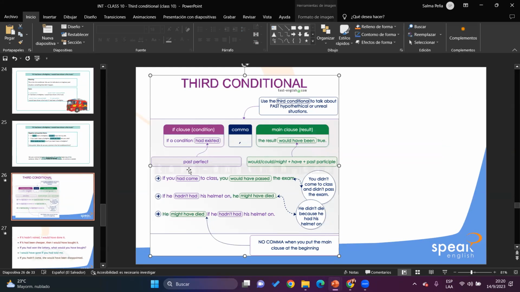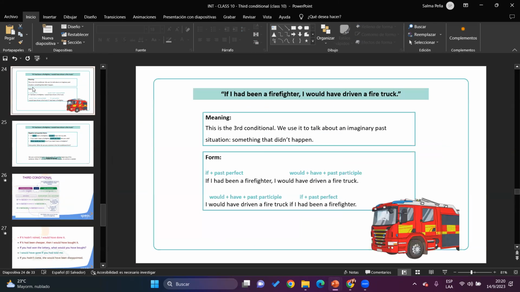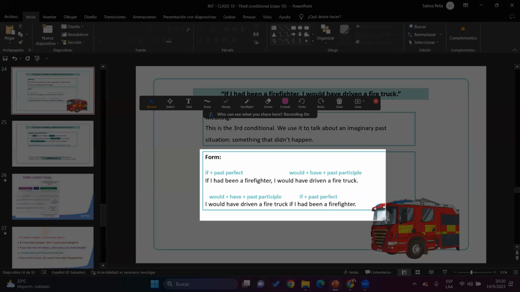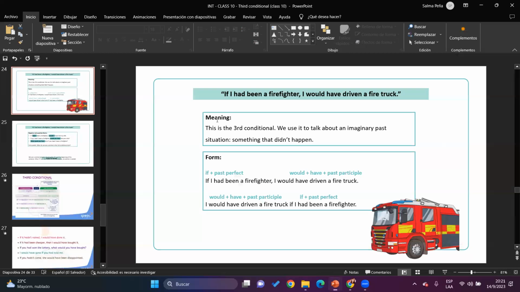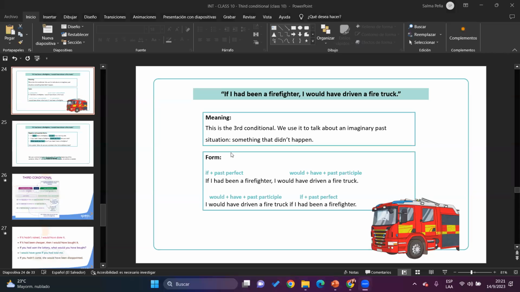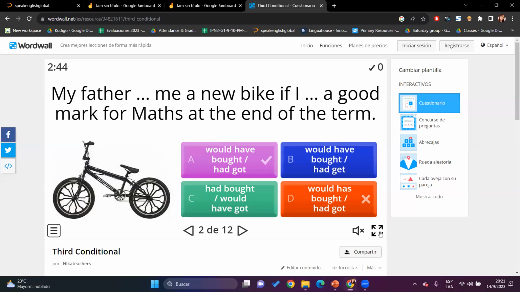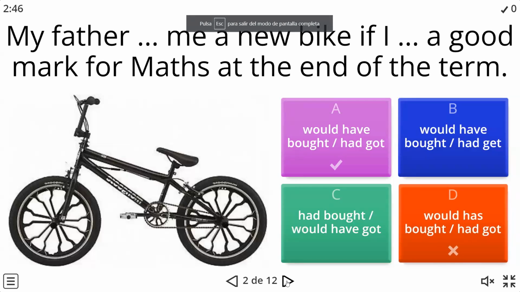Okay, I will copy this because don't forget we need this part. We need past perfect and will have. We never change have, okay? All the time it must be have. Ese sí no lo podemos cambiar. Siempre tiene que ser will have. No puede ser will has. Y luego los verbos siempre están en participle, okay? Past participle.